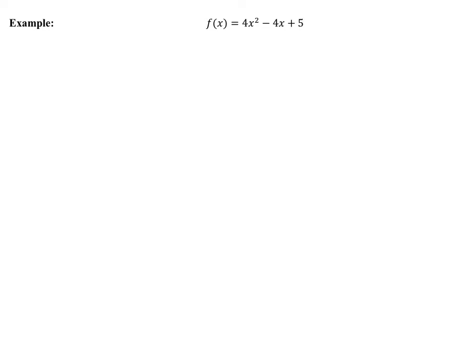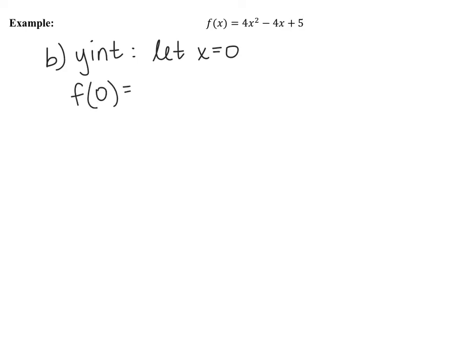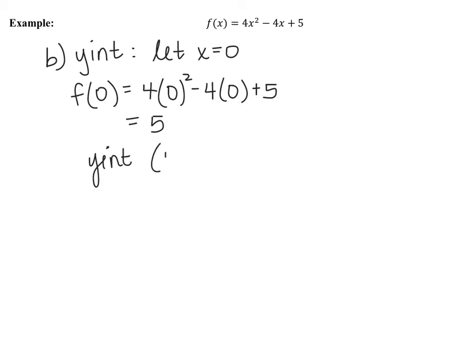Next, we'll move on to part B, which asks us to find the y-intercept. So remember, the y-intercept is the point where the function crosses the y-axis or intersects with the y-axis. So we are always going to find that y-intercept by letting x equal 0. So we're basically substituting 0 into our function. So we're finding f of 0. 4 times 0 squared minus 4 times 0 plus 5 gives us a y value of 5. So our y-intercept will be the coordinate when x is 0, y is 5: (0, 5).